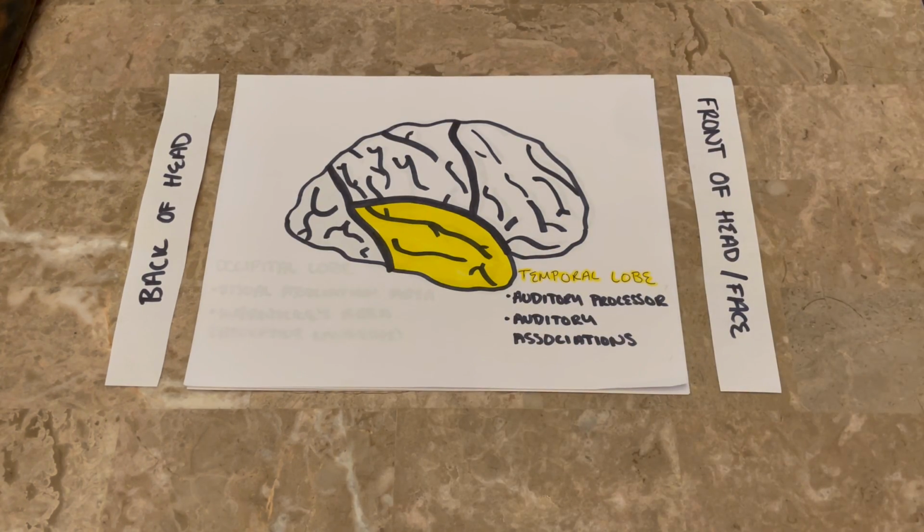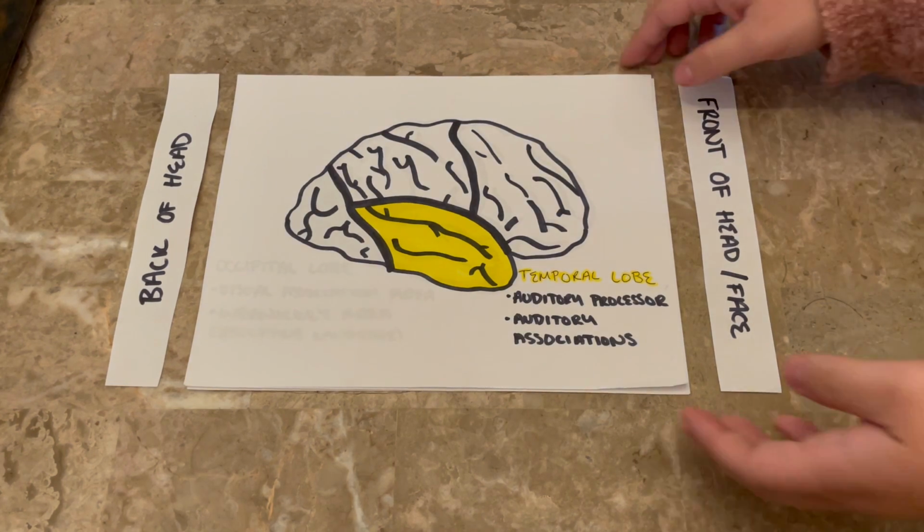Here we have our temporal lobe, and I apologize if that's hard to read. This is predominantly our auditory processor, our auditory associations. So another way I like to think of that is if I'm woken up in the middle of the night, my brain can kind of decipher whether or not it was the fridge kicking on or if it was an abnormal sound that normally doesn't happen throughout the night.